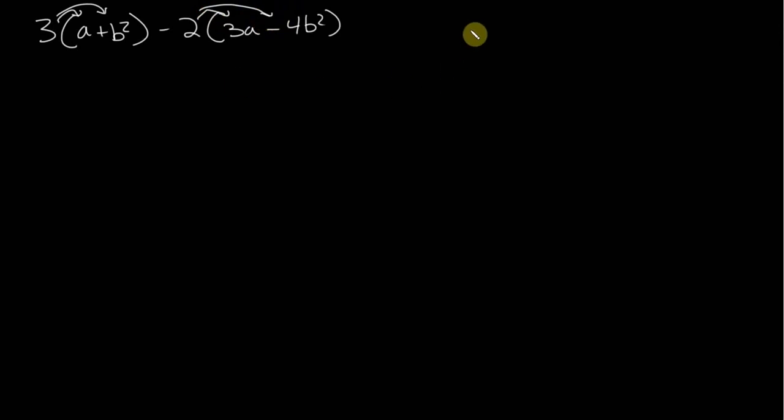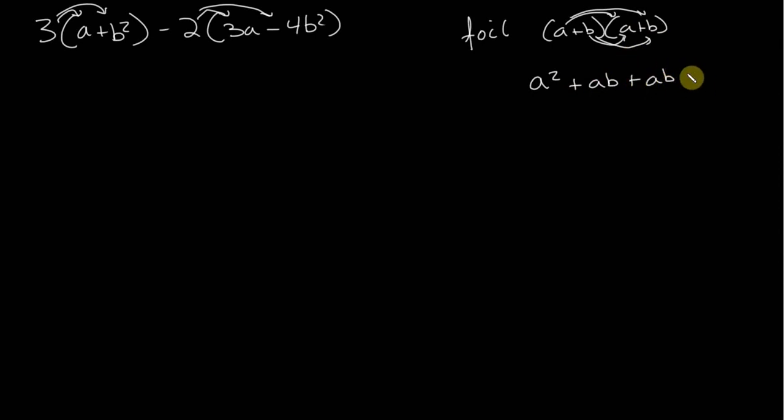Now, in some places they teach the FOIL method, which stands for first, outside, inside, last. For instance, if you had (a plus b) times (a plus b), first, so it'd be a times a, which would be a squared, then a times b, so it's plus ab. B times a is the same as ab, so it'd be plus ab, and then b times b is b squared, which you can simplify to a squared plus 2ab plus b squared. That's the FOIL method.